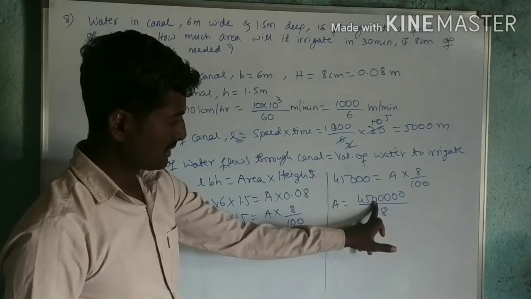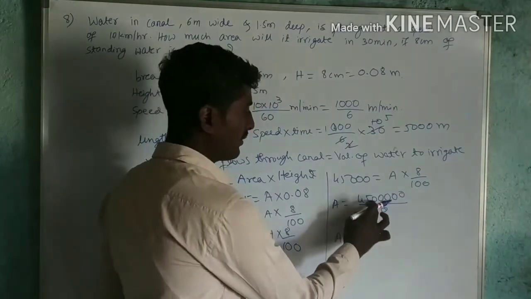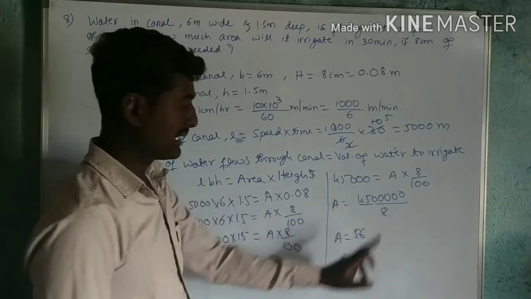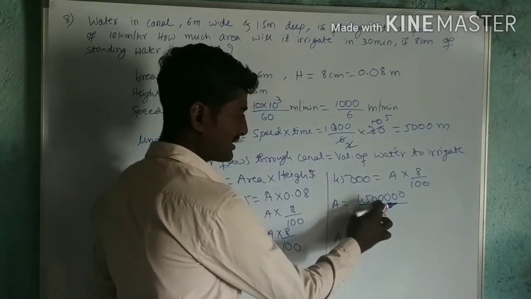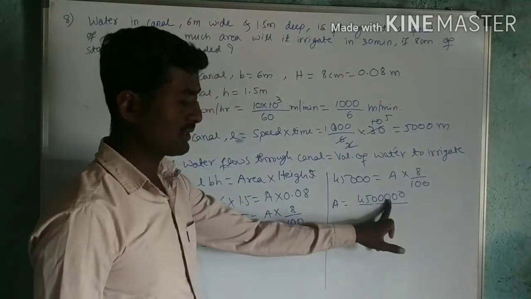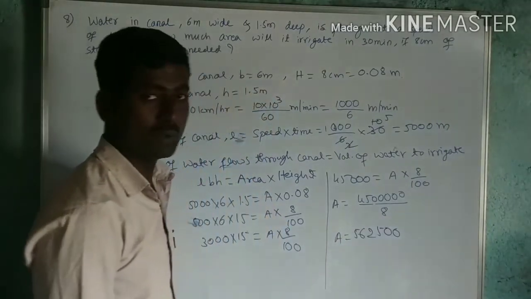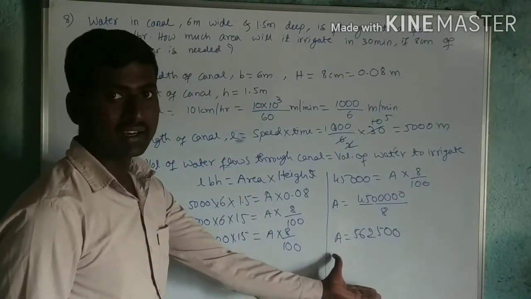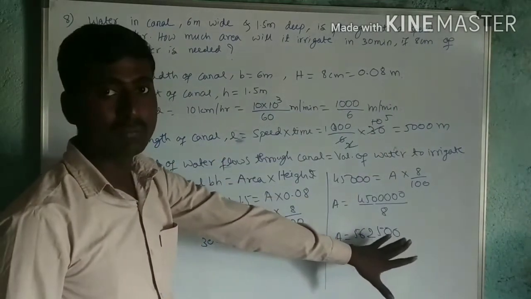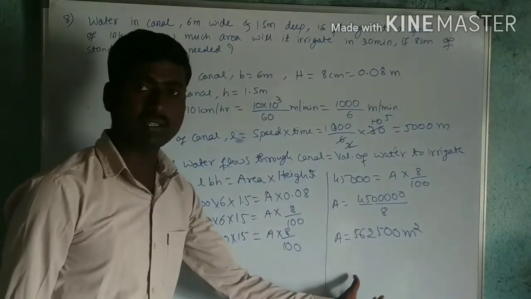8 6s are 48, 2 carries, it will become 20. 8 2s are 16, carry 4. 8 5s are 40. Remaining 2 zeros: 562500. Here it is the area of cross section, and we already used meters, so it will become meter square. So this will become A in meter square. Okay, now write the conclusion.